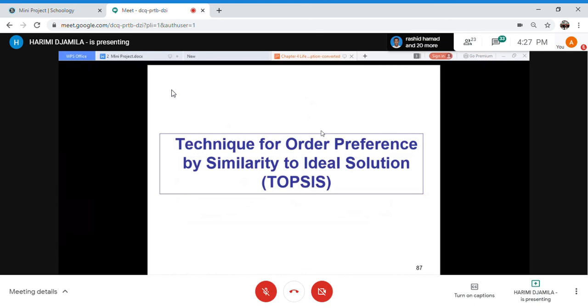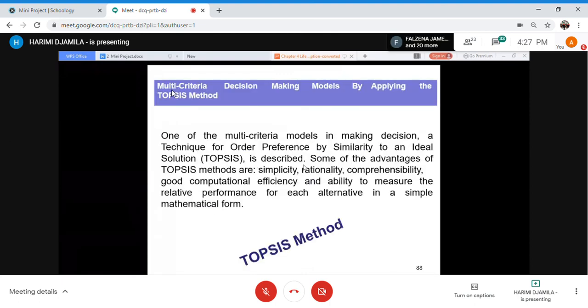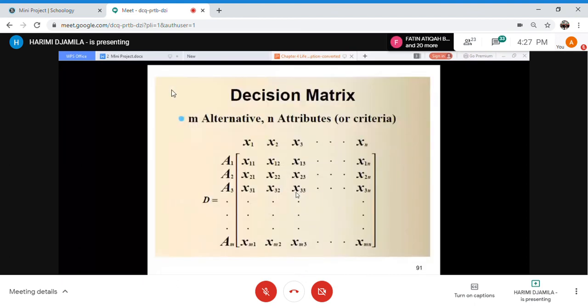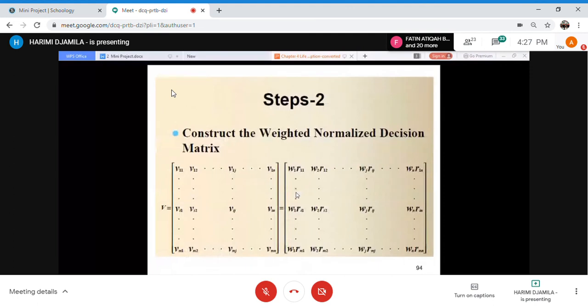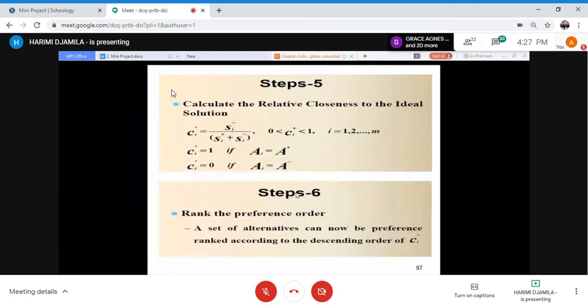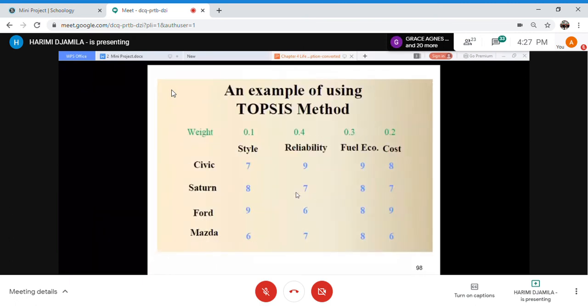So among the methods, for example, you can use the TOPSIS technique, the Technique for Order Preference by Similarity to Ideal Solution. I just explain briefly here. The equation looks very complicated, but when you do the calculation, you will see it's not that complicated. But you will not be doing calculation for your case.